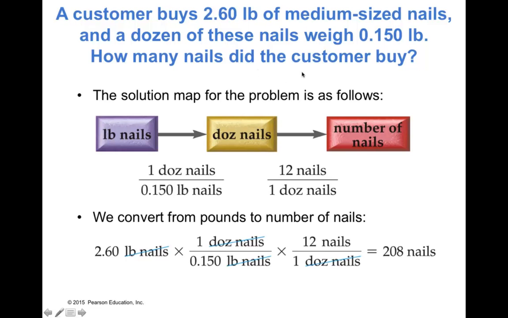How many nails did the customer buy? So we have now the nails, and we multiply 2.60 times 1 times 12, divided by 0.150 pounds, and this will be equal to 208 nails.